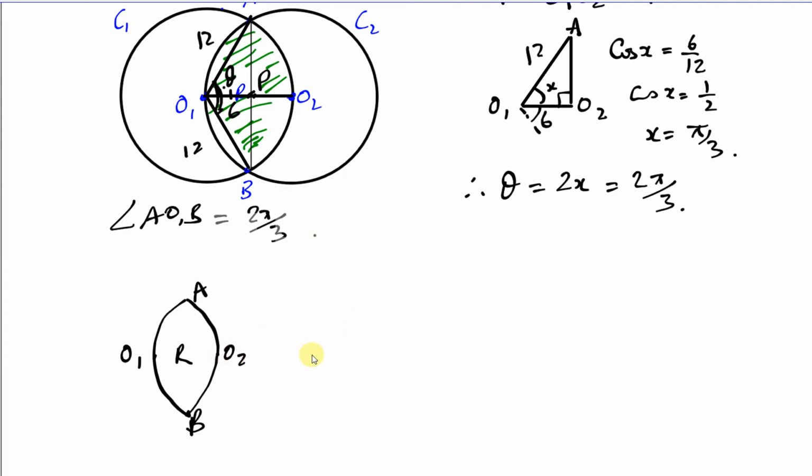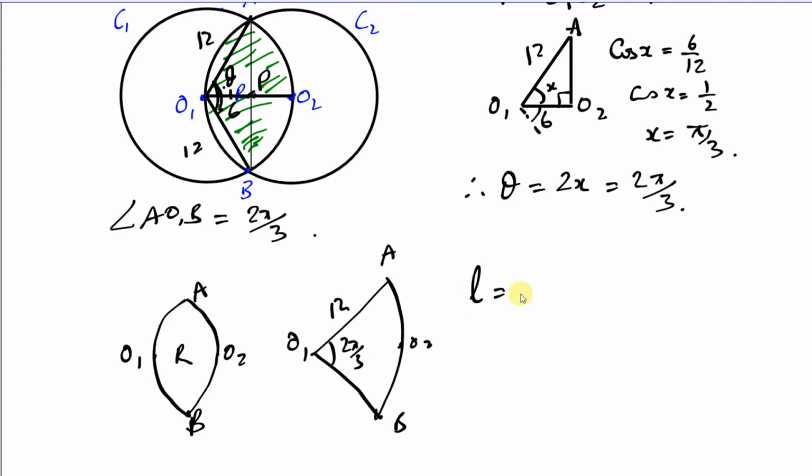So basically, let's look at one of those arcs. It could be any one. I'm taking O2 and A and B, and this is O1, and this is 12, and this angle is 2 pi over 3. So the length of an arc is equal to r times theta. This is part B now. The length of an arc is r theta. So the length of the arc is 12 times 2 pi over 3, which is going to give you 8 pi.